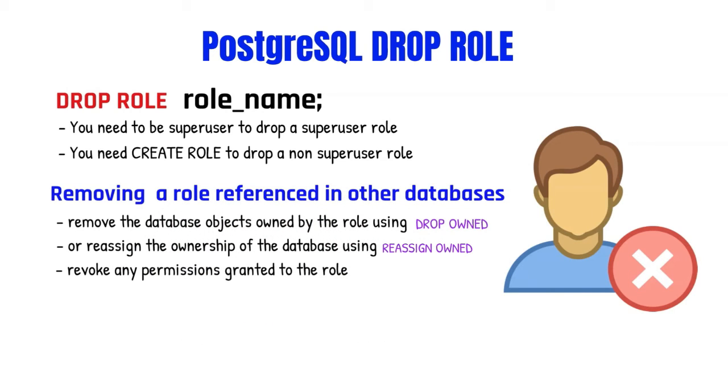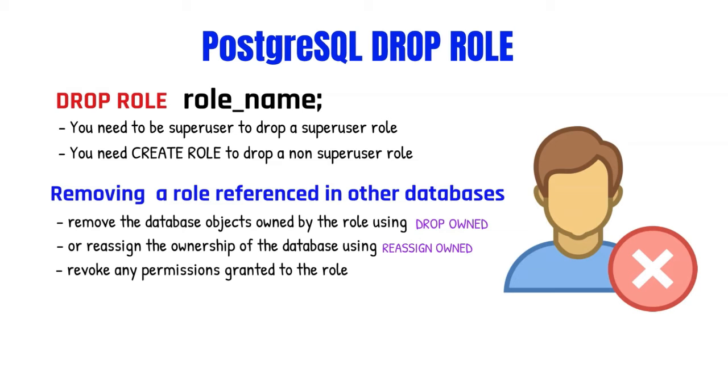So what the REASSIGN OWNED statement does is that it reassigns ownership of the dependent objects of a target role to another role. Because the REASSIGN OWNED statement can only access objects in the current database, you need to execute this statement on each database that contains the target role. After transferring ownership of the objects to another role, you need to drop the remaining objects owned by the target role by executing the DROP OWNED statement in each database that contains the objects owned by the target role.